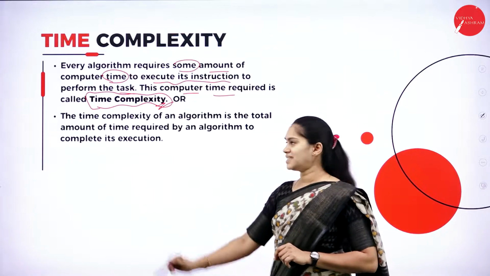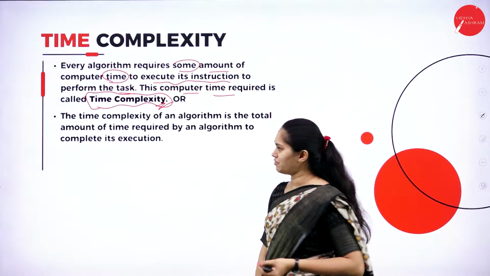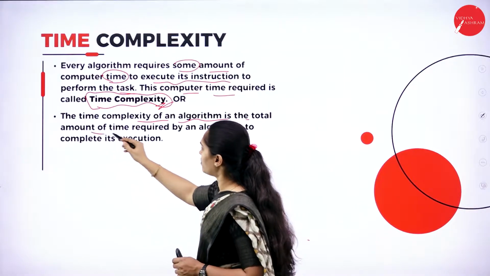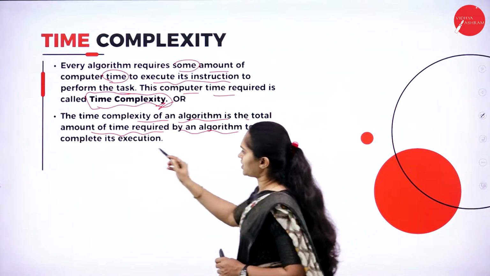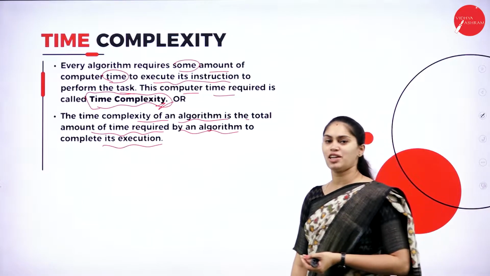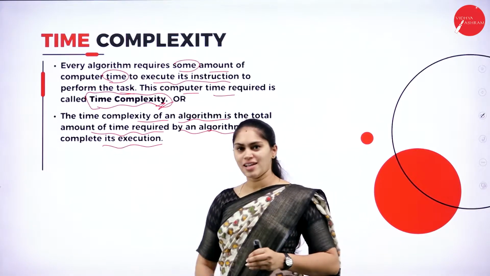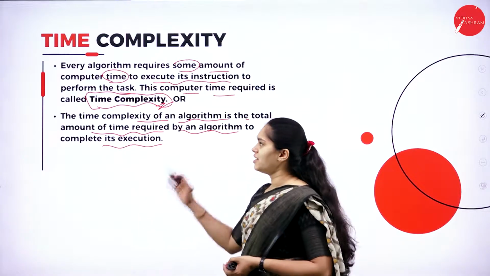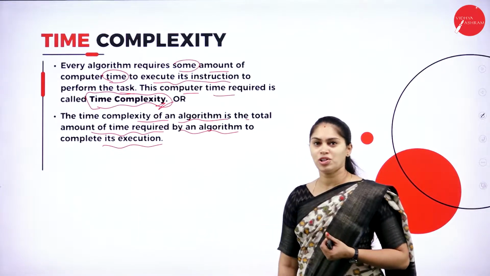Time complexity can be defined in another way: the time complexity of an algorithm is the total amount of time required by an algorithm to complete its execution. Mainly, to complete the execution of an algorithm, we require some processor time. That time is considered time complexity.